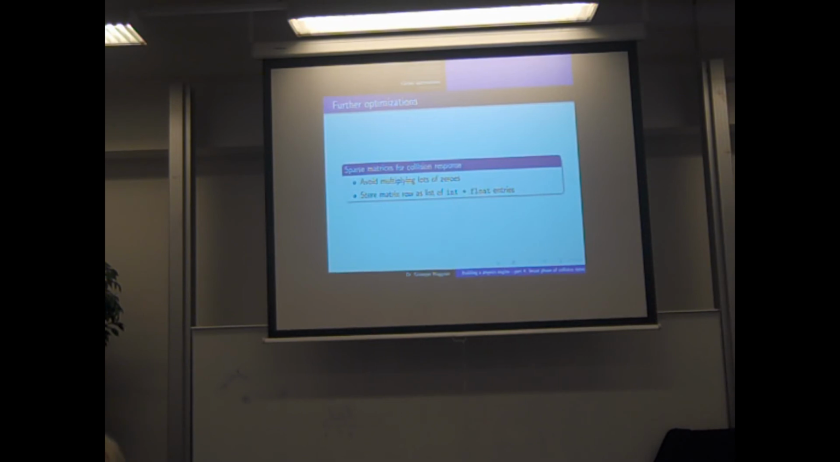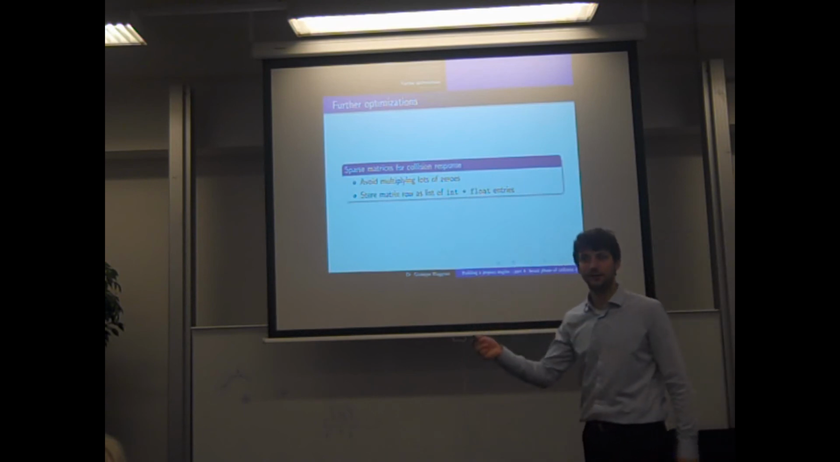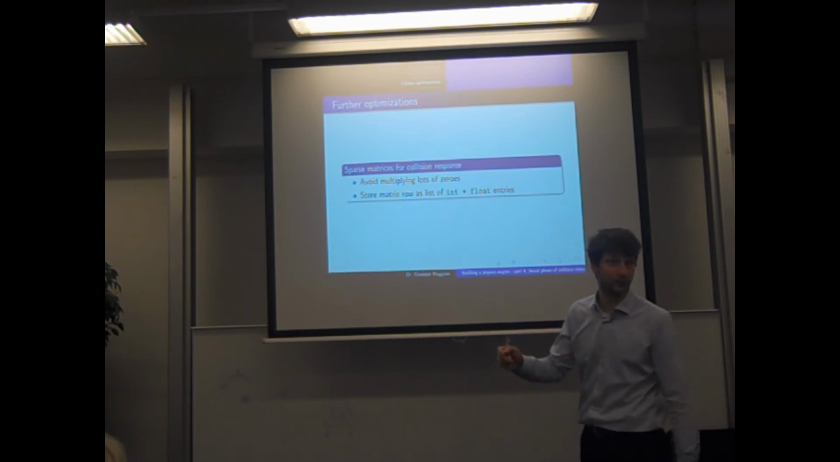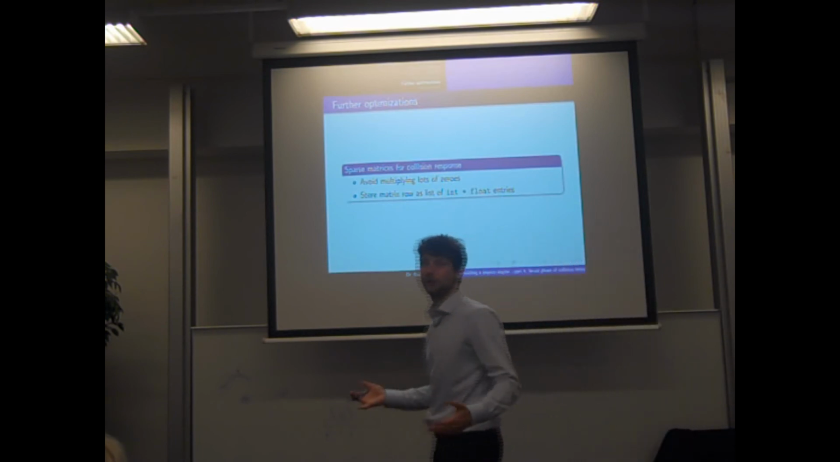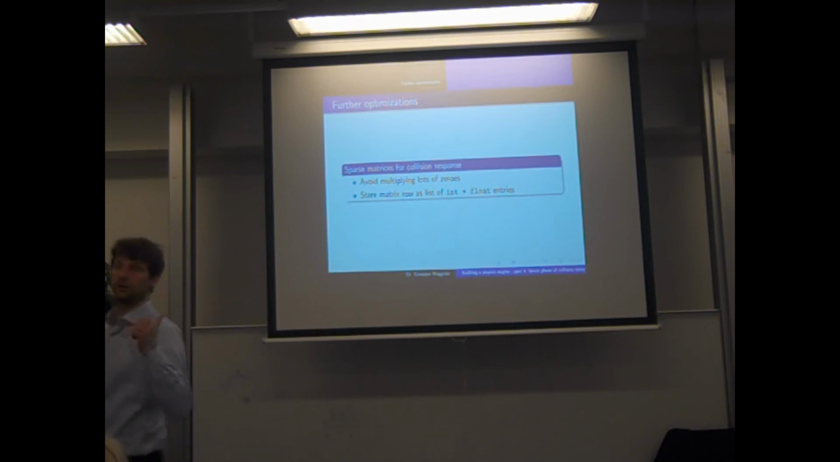So we store every row of the matrix as a list of an integer, which is the index of the column, and a floating point value, which is the non-zero value at that point. So when you do the multiplication between a row of the matrix and a vector, you take these values, which are the ones which are not zero, and you just multiply them by the vector.